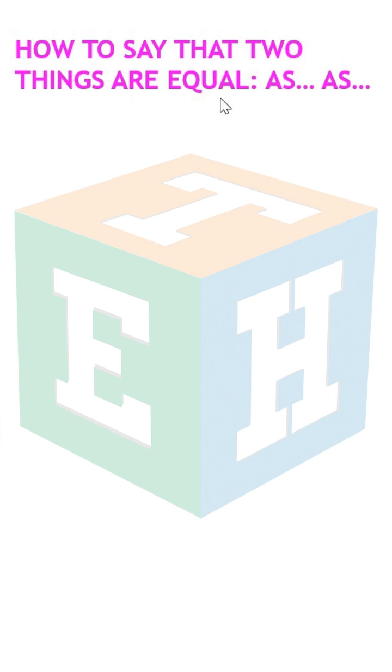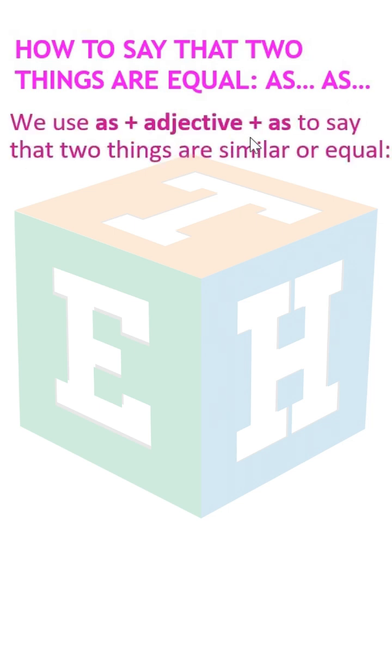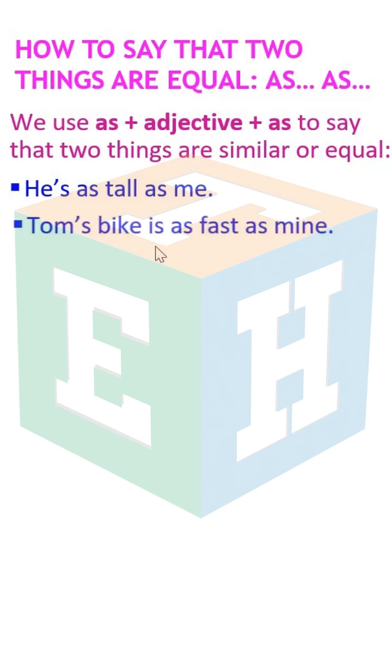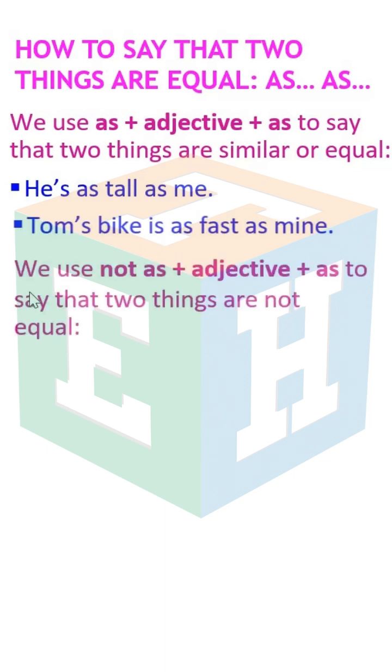How to say that two things are equal? As... as. We use as plus adjective plus as to say that two things are similar or equal. He's as tall as me. Tom's bike is as fast as mine.